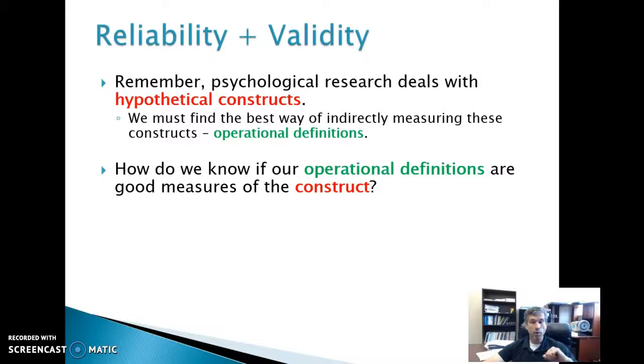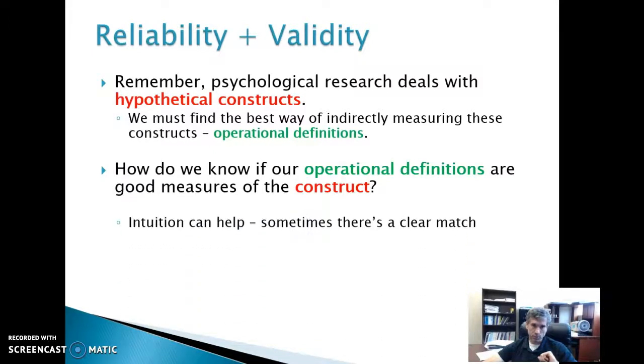Because it's an indirect way of representing it, it's essential that it be as closely linked to the real construct as possible. So sometimes it can be very intuitive. Sometimes it's not hard at all and there's a clear match. Sometimes our variables aren't even hypothetical constructs, like our cell phone and driving example that we talked about, where the variable is did you use a cell phone or not. That's not a hypothetical construct.